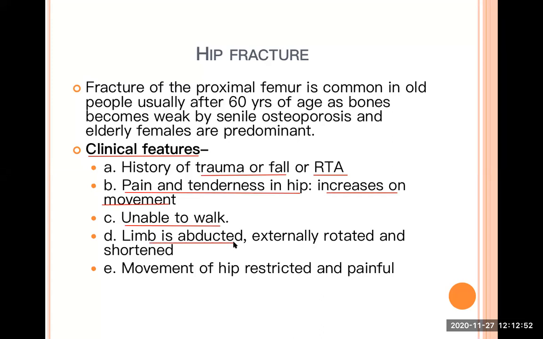The limb is abducted, externally rotated, and shortened in this type of fracture. See this? Abducted, externally rotated, and shortened. This is a type of deformity which develops in femoral neck fracture. And because of this important clinical feature or sign, we can identify, yes, this lady has broken the femoral neck. We all know the meaning of these terms, so let's not go into them again. Movement of the hip is restricted and painful, definitely. These are very common features of any fracture.